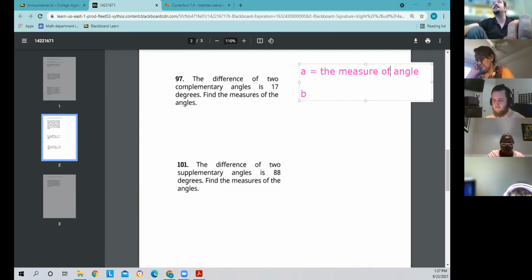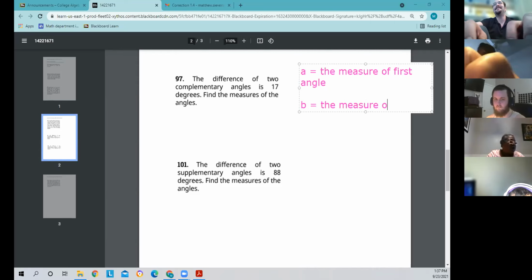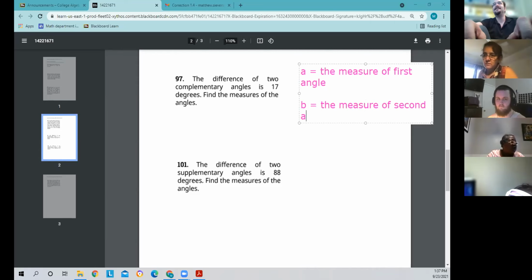Where's my ticker? There you go. First angle. And if that's the measure of the first angle, this is the measure of the second angle. Second angle. There you go. Look at that.